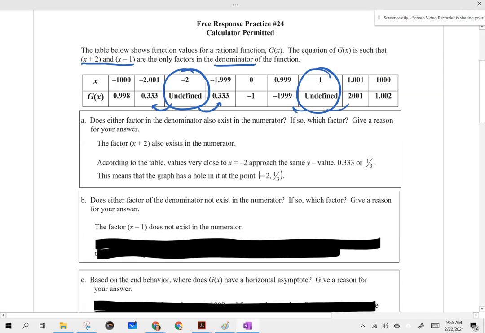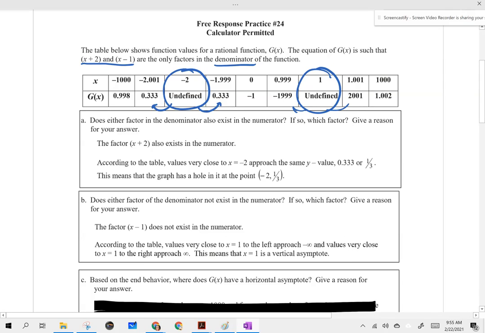You can tell from the end behavior to the left and to the right of that it is approaching a very large negative and a very large positive. So according to the table, values very close to x equals 1 to the left approach negative infinity, and values very close to x equals 1 to the right approach positive infinity. This means that x equals 1 is a vertical asymptote.